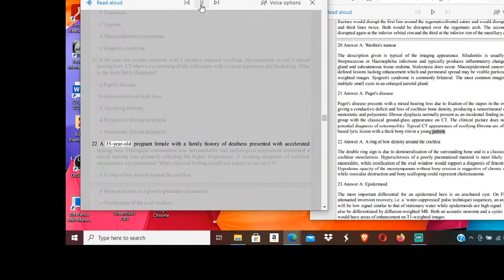A 35-year-old pregnant female with a family history of deafness presented with accelerated hearing loss. Otological examination was unremarkable, and audiological assessment confirmed a mixed hearing loss primarily affecting the higher frequencies. A working diagnosis of cochlear otosclerosis was postulated. What classical finding would you expect to see on CT?